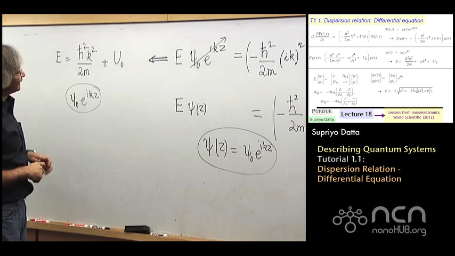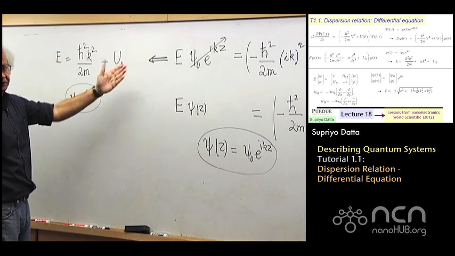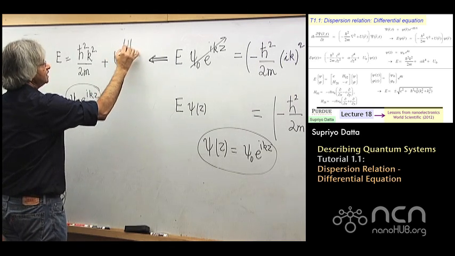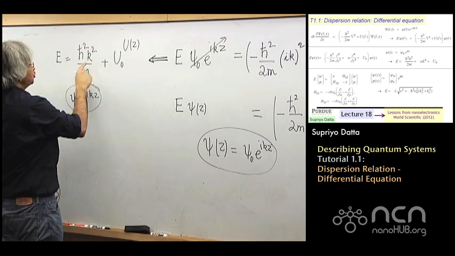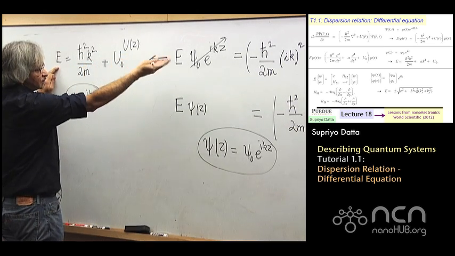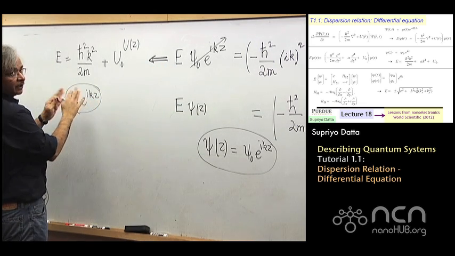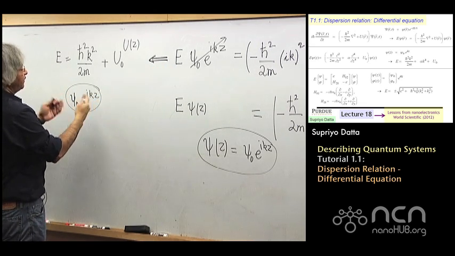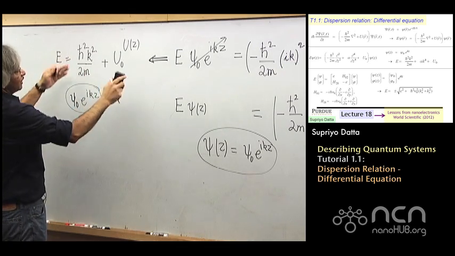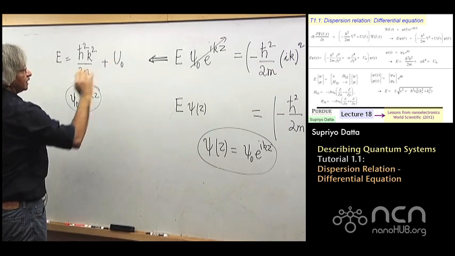And note, of course, that I could not have done this if the potential were spatially varying, because then this wouldn't be a constant. You'd have u of z here. And then if I choose my k to satisfy this equation at one z, it won't satisfy it at another z. So the only way a solution like this would work in this form is if I'm able to choose my k such that this relation is satisfied everywhere. And that I can only do if the u is a constant.